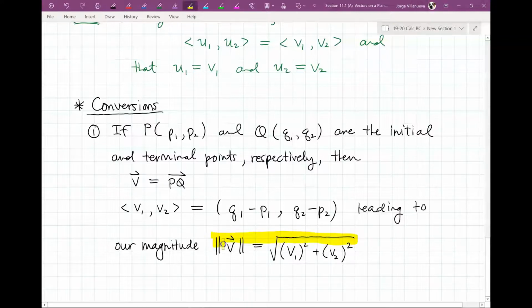So that's the point of this conversion definition. They're saying this is how you can convert your definition of a vector into your magnitude without having to spend too much time finding the points.